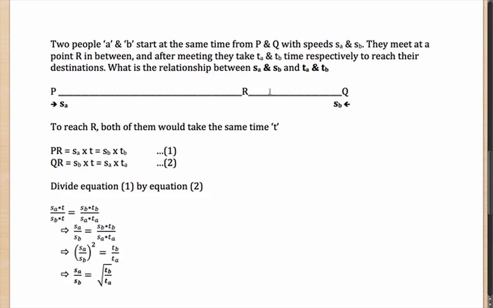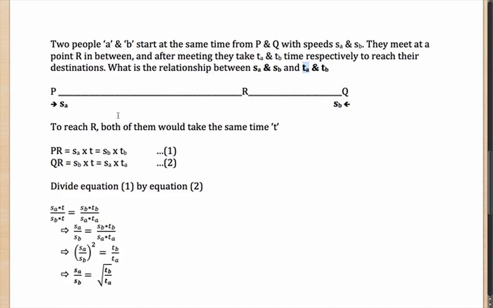Something which can be very easily understood is that if we were talking about the entire distance PQ and QP, then simply the ratio SA by SB would have been equal to TA by TB. Why? Because the distance PQ would have been a constant. But that is not the case here. Here, the distance covered in time TA and covered in time TB is different. In time TA, A covers the distance from R to Q, whereas in time TB, B covers the distance from R to P. The timings which are given to me are after meeting timings, and this is a very important idea.